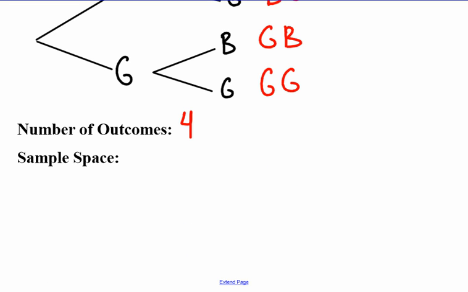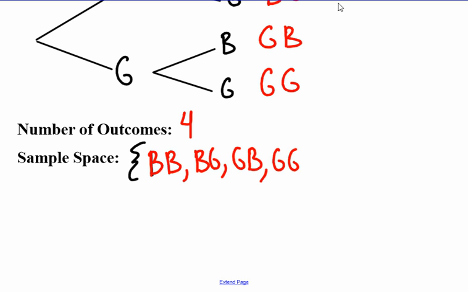The sample space, and because it's a set, we use curly brackets to denote it. We could have had, like I said, let's use red, boy, boy. We could have had boy, girl. Could have had girl, boy. And we could have had girl, girl. And that is how you list the sample space.